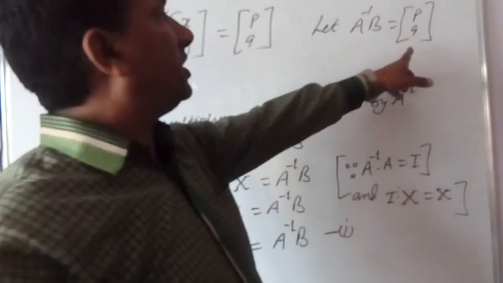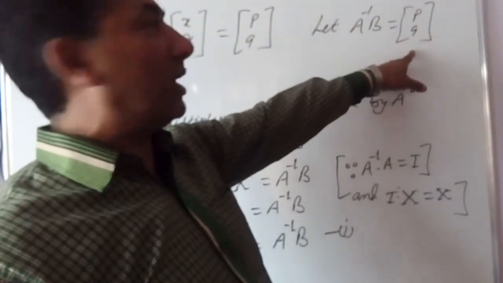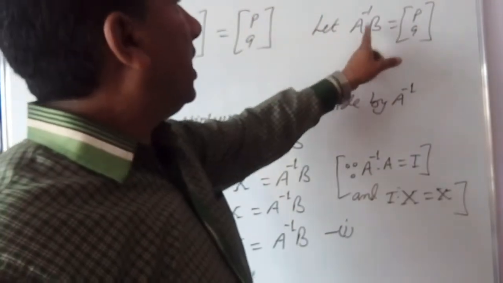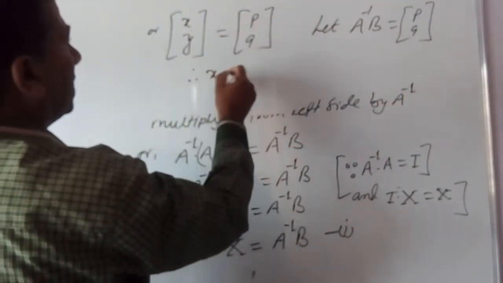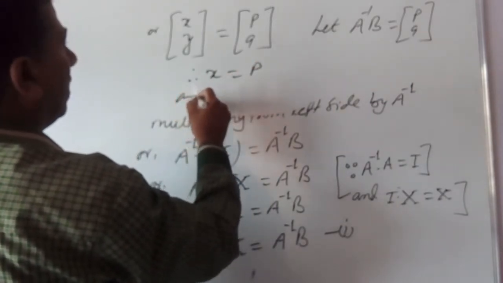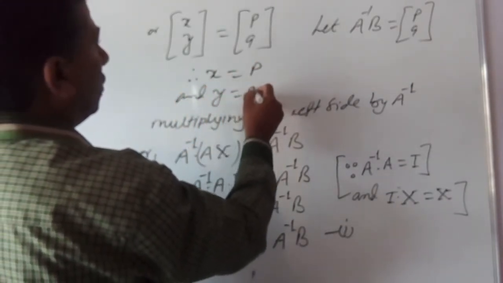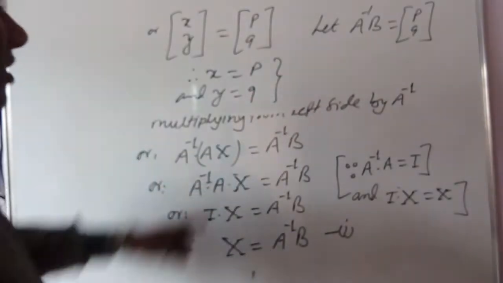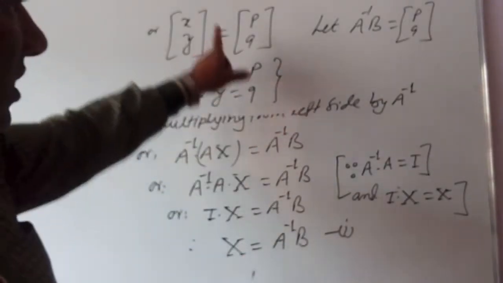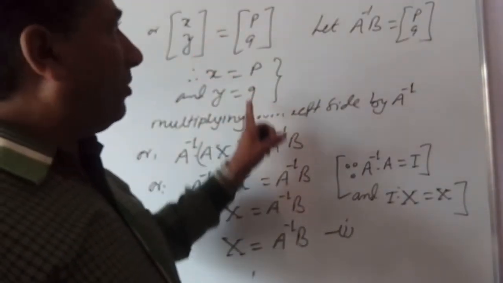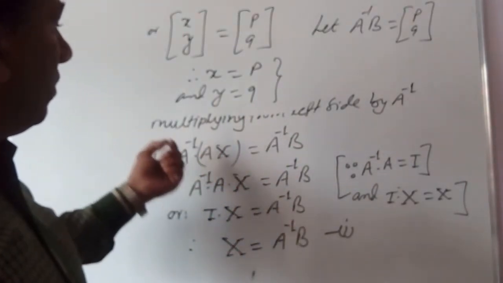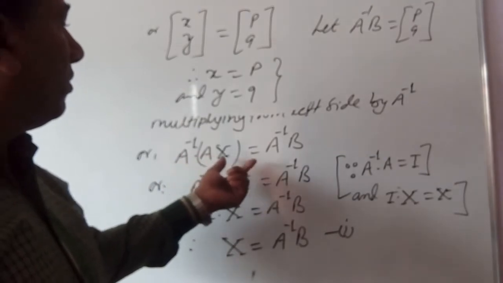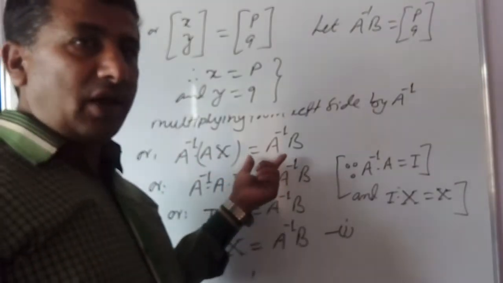If their product is this one, I just wrote the value of A inverse B, and see here, then equating, therefore x equals P and y equals Q. In this way we can find the value of x and y. This is the theory part.